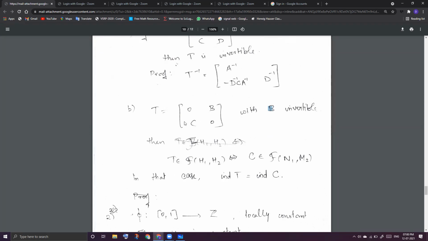The range of C will be closed if and only if the range of T is closed, and the kernel of C will be equal to the kernel of T, and the kernel of C star will be the kernel of T star. So T being Fredholm means that the same is true for C, and the index also will be the same as the kernels are the same.